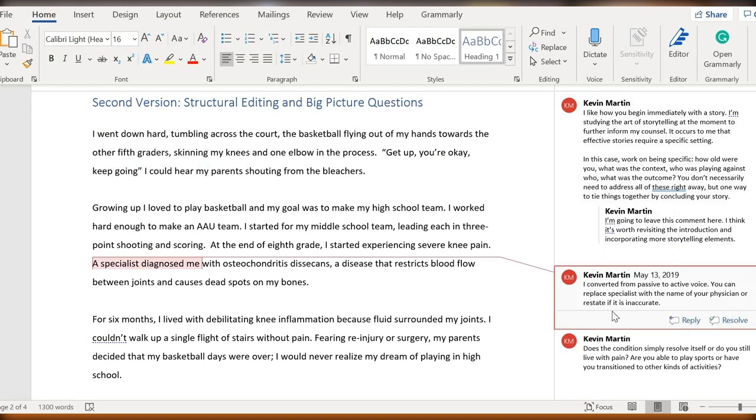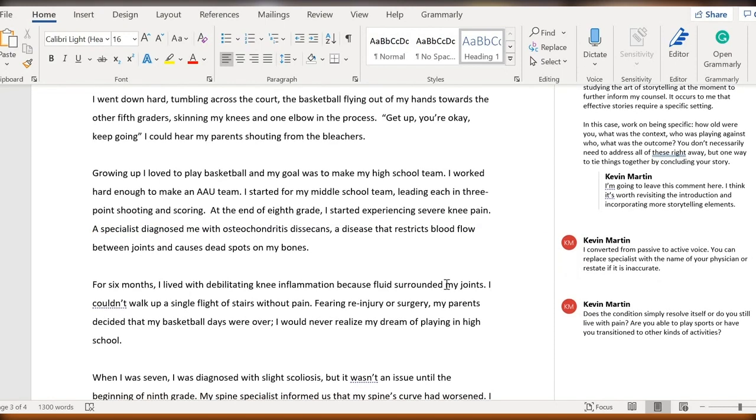So another theme that occurs throughout, especially in this student's essay, is passive versus active voice. Passive voice is when the action itself is emphasized. So for example, this is active voice: a specialist diagnosed me. Passive voice would be: I was diagnosed with osteochondritis dissecans. And that's a common theme.